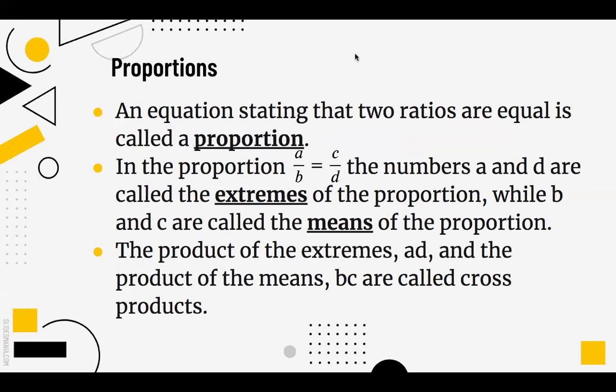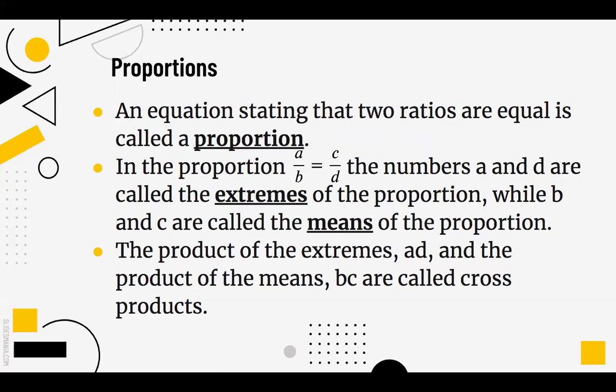Proportions. An equation stating that two ratios are equal is called a proportion. So a proportion is an equation with two ratios. In a proportion, A over B equals C over D.